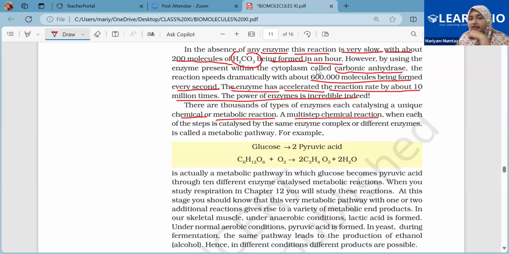A multi-step chemical reaction, when each of the steps is catalyzed by the same enzyme complex or different enzymes, is a metabolic pathway. For example, glucose being converted into 2 molecules of pyruvic acid. What is this? When glucose gets converted into pyruvic acid, what do we call that reaction? Metabolic pathway. No. When the glucose turns into 2 molecules of pyruvic acid, what is that reaction?